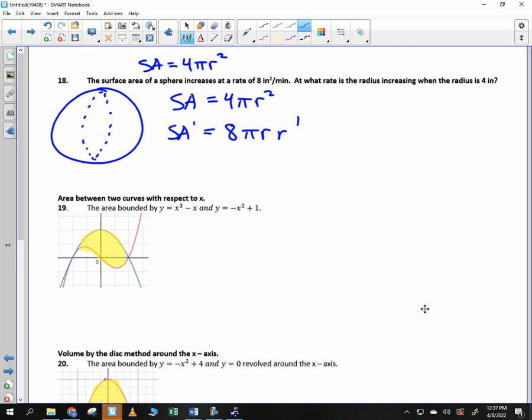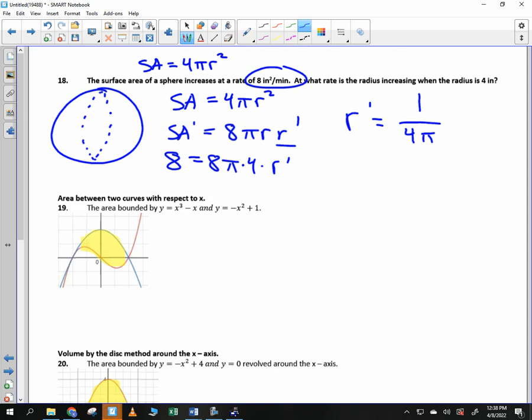So the question is, at what rate is the radius increasing? So we're wondering what r prime is. And it says the rate at which the surface area is increasing is 8. So 8 equals 8 pi times, what is the current radius? Times 4 times r prime. So therefore, r prime is equal to 1 over 4 pi.